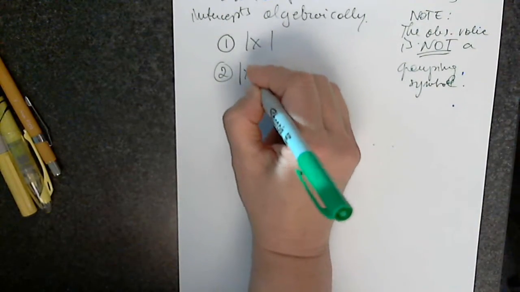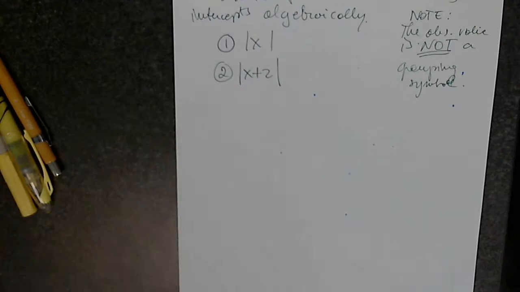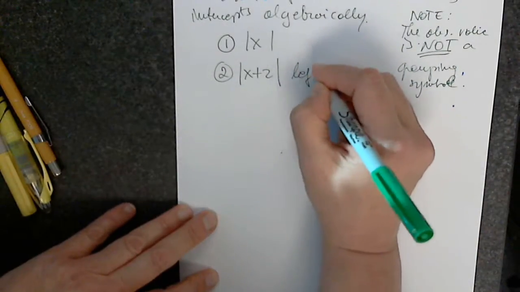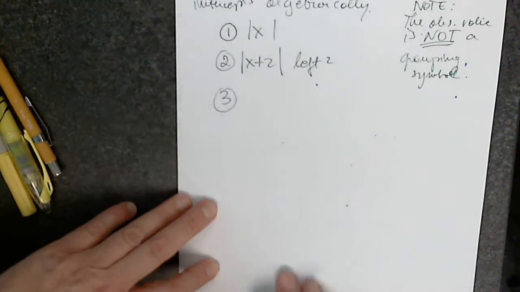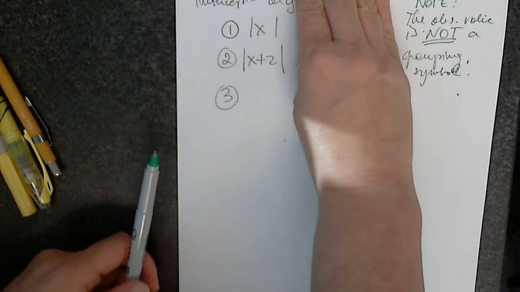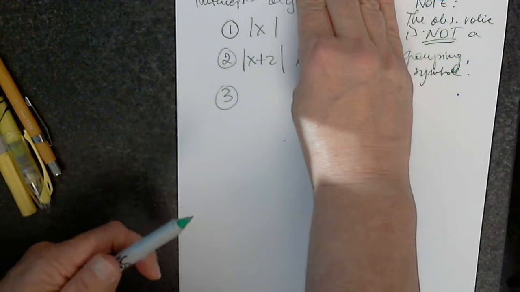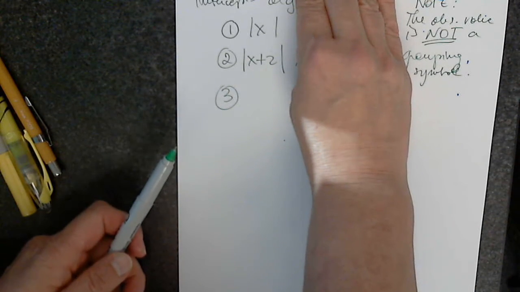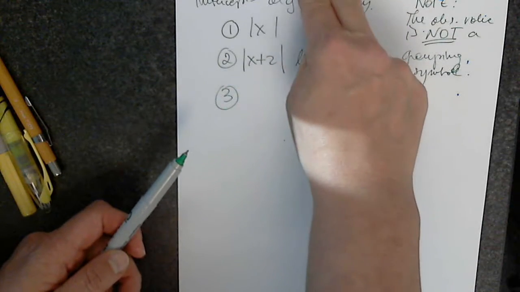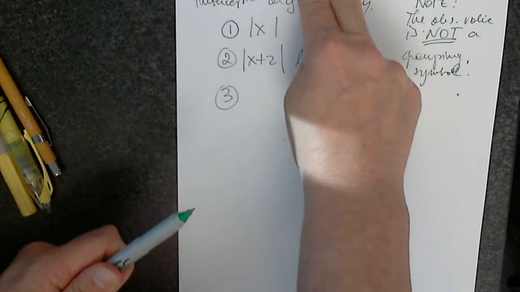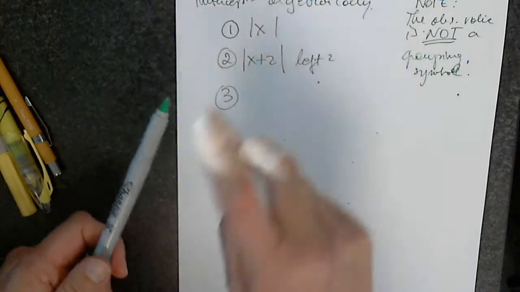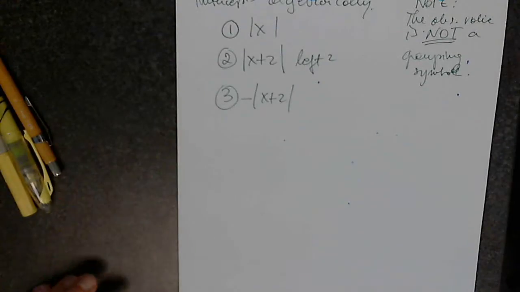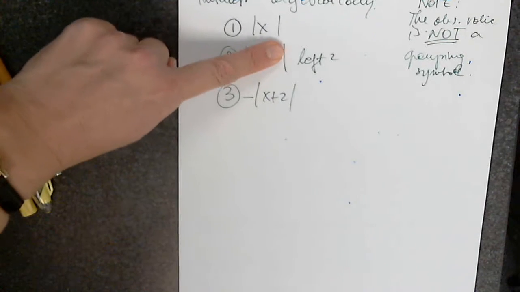Exactly. X plus 2. Where will the graph go? Left 2. The next in line, after I'm done with this, what will I do? No, I'm not there yet. In order of operations, after I'm done with this, which operation will I perform next? Multiply by negative 1. Negative x plus 2. What does this do to this function?